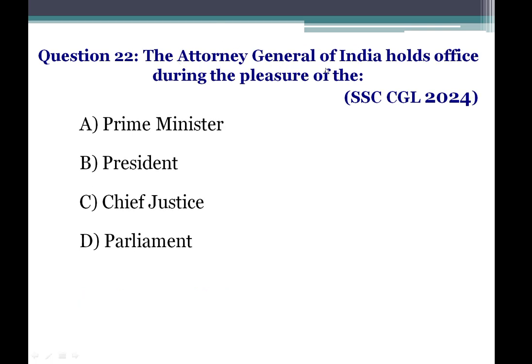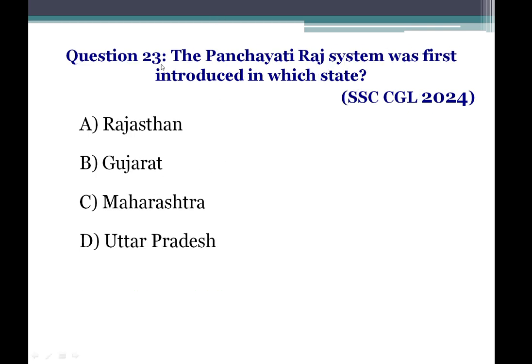The Attorney General of India holds office during the pleasure of the Prime Minister, President, Chief Justice or Parliament. So the correct option is B, that is President. The Panchayati Raj system was first introduced in which state? And the options are Rajasthan, Gujarat, Maharashtra and Uttar Pradesh. So the Panchayati Raj system was firstly introduced in Rajasthan in 1959. So the correct option is option A, that is Rajasthan.